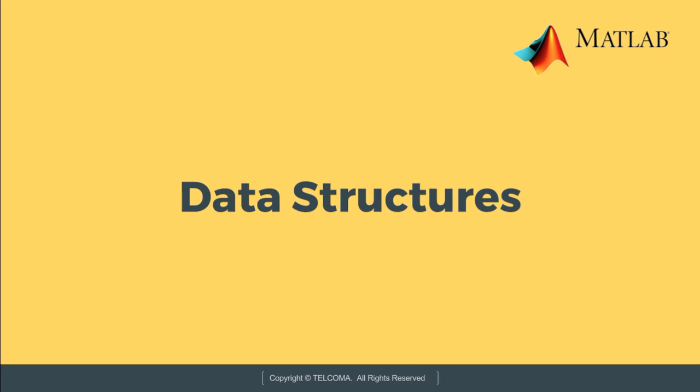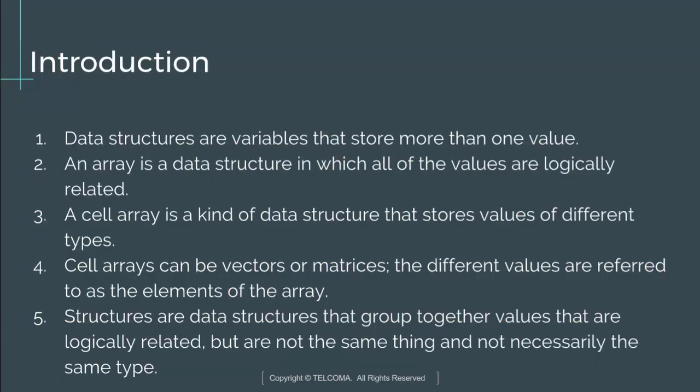The next topic that we are going to discuss is data structures. Now, data structures are variables that store more than one value. An array is a data structure in which all of the values are logically related. A cell array is a kind of data structure that stores values of different types. Cell arrays can be vectors or matrices. The different values are referred to as the elements of the array. Structures are data structures that group together values that are logically related but are not the same thing and not necessarily the same type.